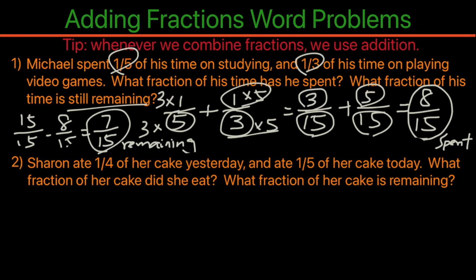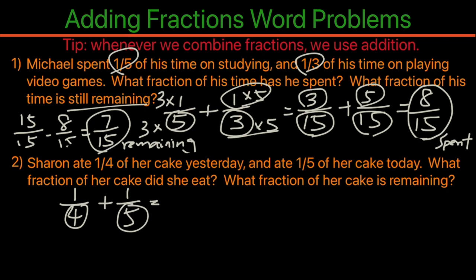Now for example 2, Sharon ate 1/4 of her cake yesterday and ate 1/5 of her cake today. What fraction of her cake did she eat? And what fraction of her cake is still remaining? So this is also a scenario where we are combining two fractions. So we're using addition here. Sharon ate 1/4 of her cake, and then she ate 1/5 of her cake. So it's another scenario where we are adding fractions with unlike denominators.